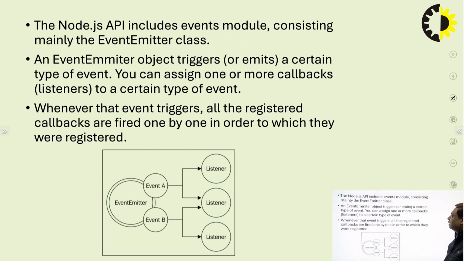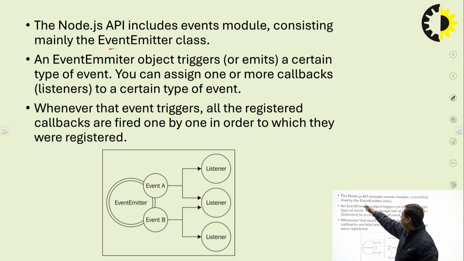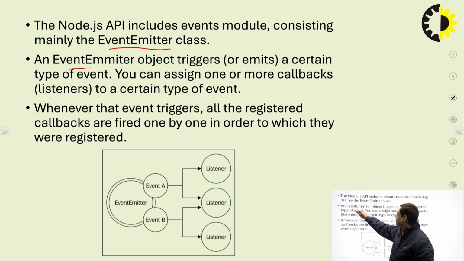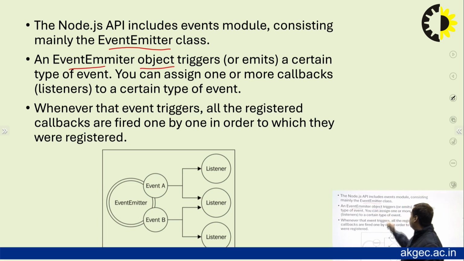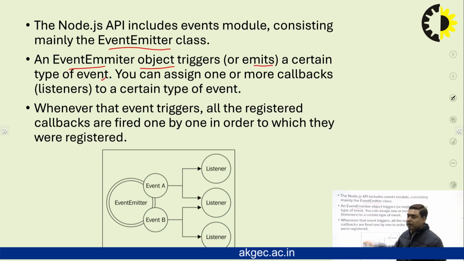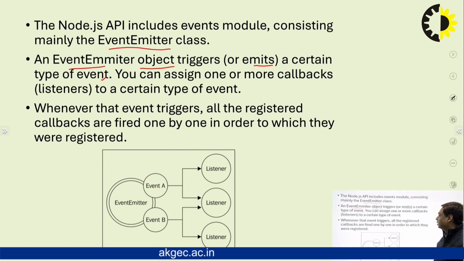Now to work with the event handling approach in Node.js, we need to include some modules. Within the events module, one of the important classes is the EventEmitter class. This is a very important part for executing any event handling program in Node.js. So what is the job of the EventEmitter class? When we create an object of EventEmitter, it emits certain types of events, meaning it generates events. So the job of the EventEmitter class is to generate events.